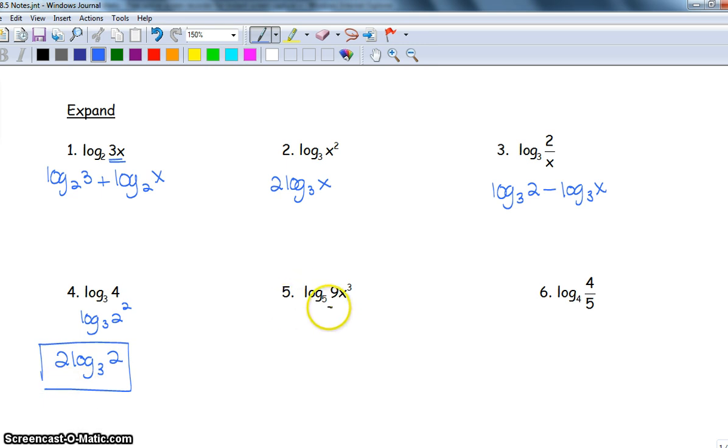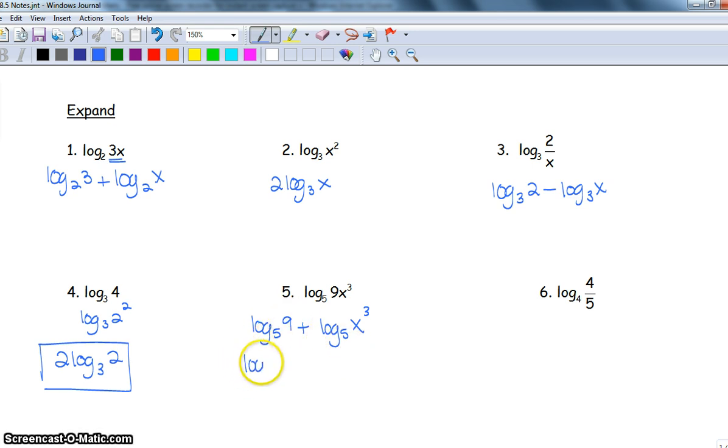We look at number 5. I've got 9 times x to the 3rd power. So since I'm multiplying 2 pieces, I'm going to have 2 pieces in my answer, log base 5 of 9. Multiplication translates into addition, and log base 5 of x to the third. Now, once you separate your 2 pieces, look at them and make sure that you can't break them down further.